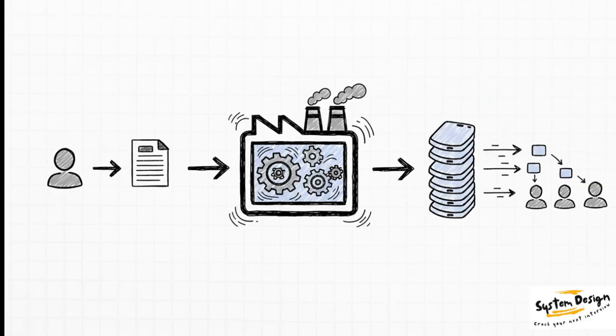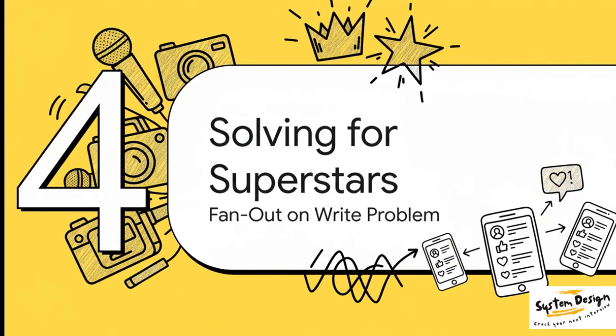So the feed is always ready, just sitting there, waiting to be served up in a flash. Okay, so now we're solving for superstars. Our new fan-out on write approach sounds great, right? But it creates its own new massive problem. What happens when the person posting isn't just a regular user, but a celebrity? Someone with millions and millions of followers.